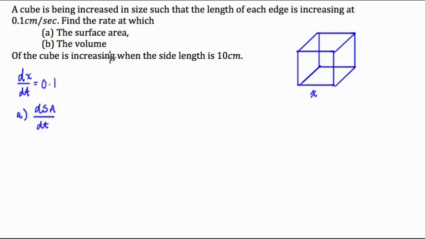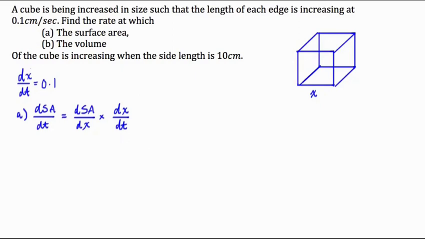Now the way that we use the chain rule to work out what dSA dt is, we can say that this is equal to the derivative of surface area with respect to the side length multiplied by the derivative of the side length with respect to time. Now we can see here that if we do take this multiplication of these two derivatives, the dx's will cancel and we'll be able to just have the derivative of surface area with respect to time.